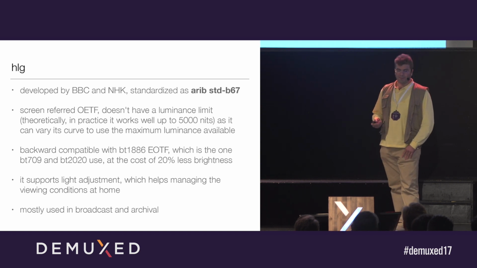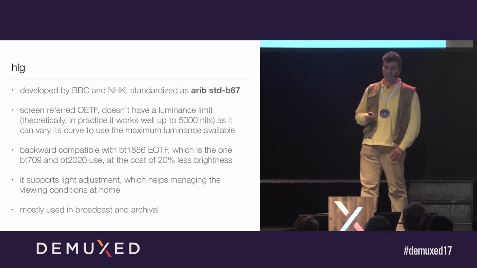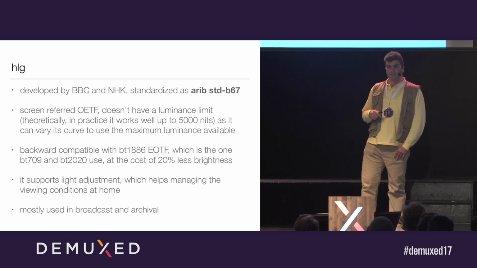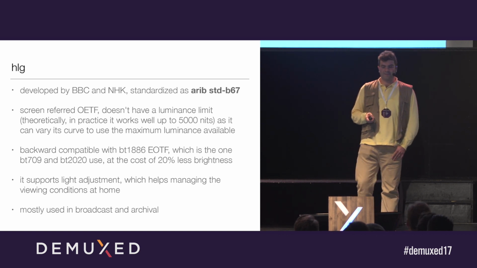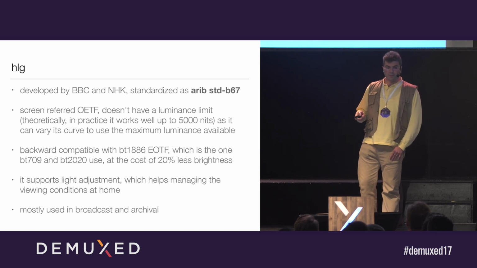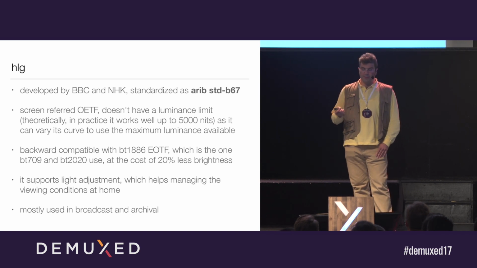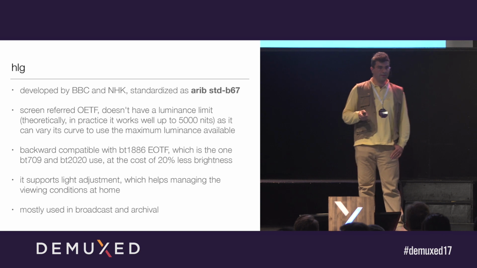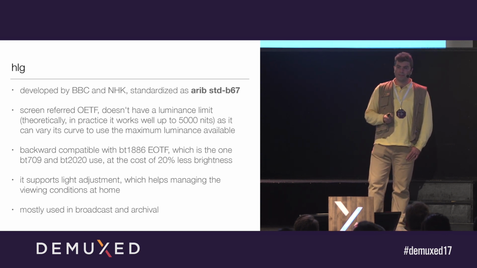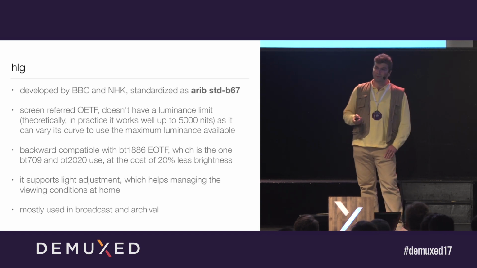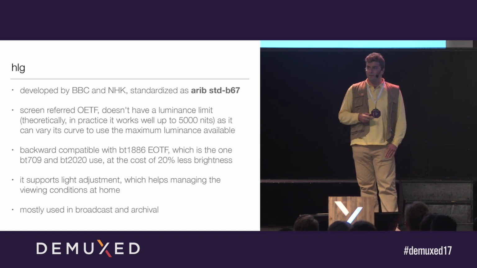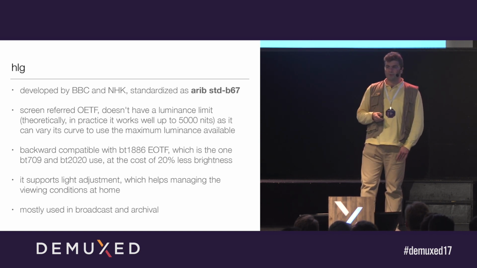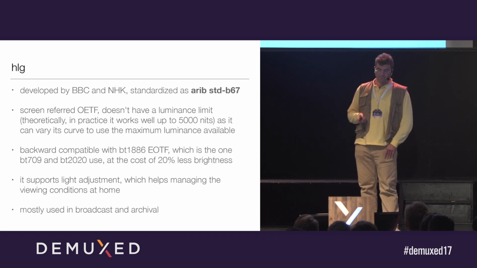HLG, hybrid log gamma, is a curve developed by BBC and NHK, and is standardized as ARIB STD-B67. It's a freely available standard. You can download it, read it, and implement it. It's a standard transfer function that works at the camera level, so it's an OETF. And there is no luminance limit. It's variable.